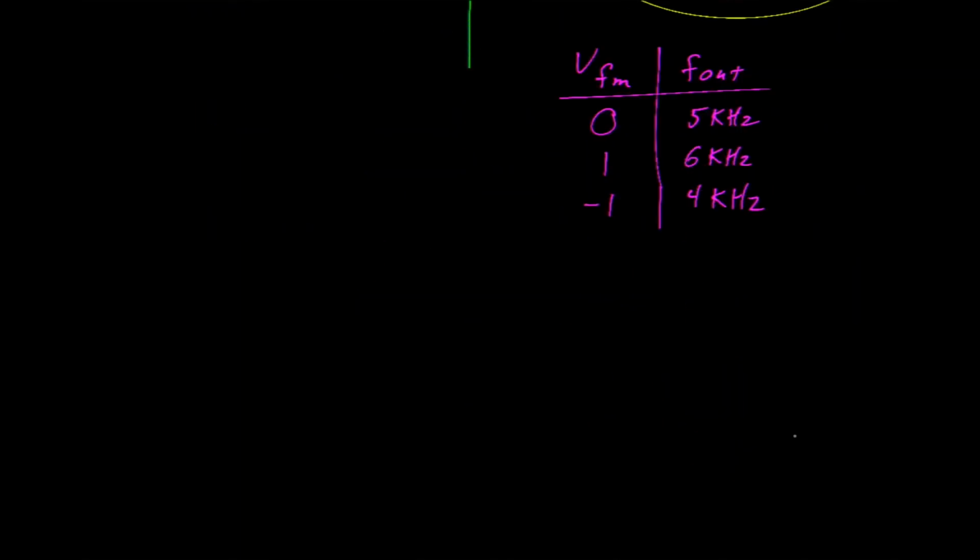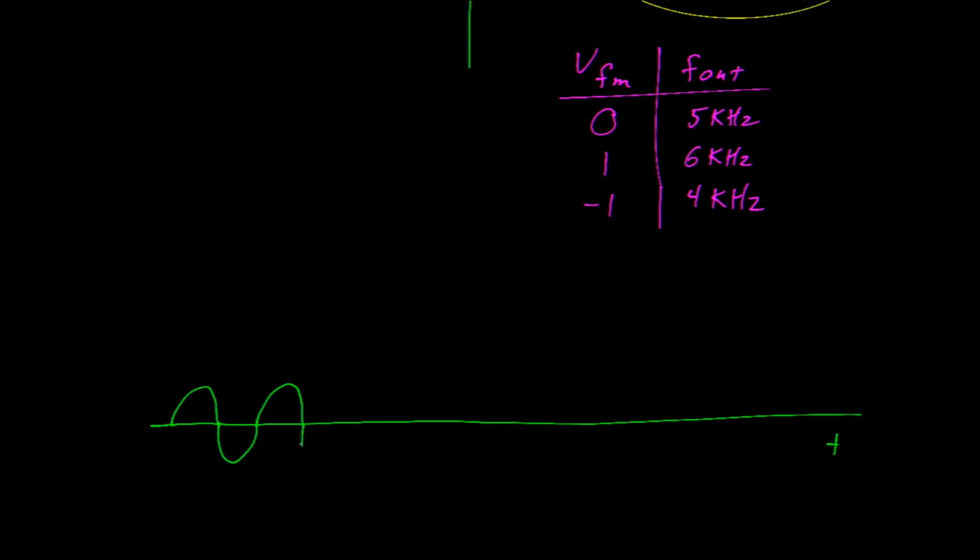Were we to sketch this in the time domain, we could describe a 5 kilohertz signal that would look like this. Sometime later, we might describe a 6 kilohertz signal. You can see the frequency is higher, but the amplitude is the same. Then sometime later, we might have the 4 kilohertz signal.